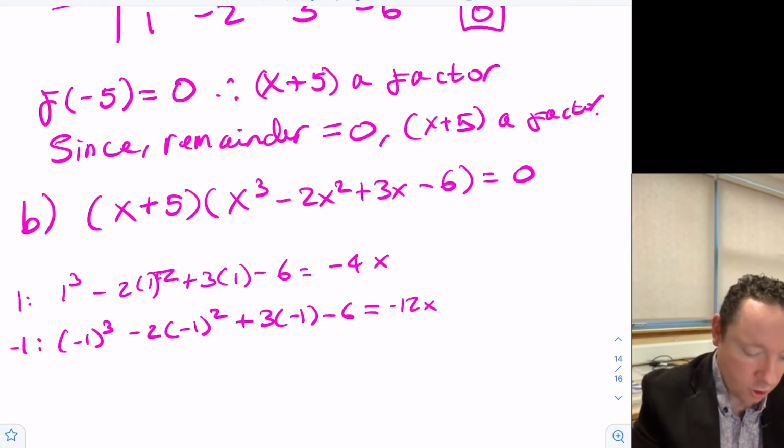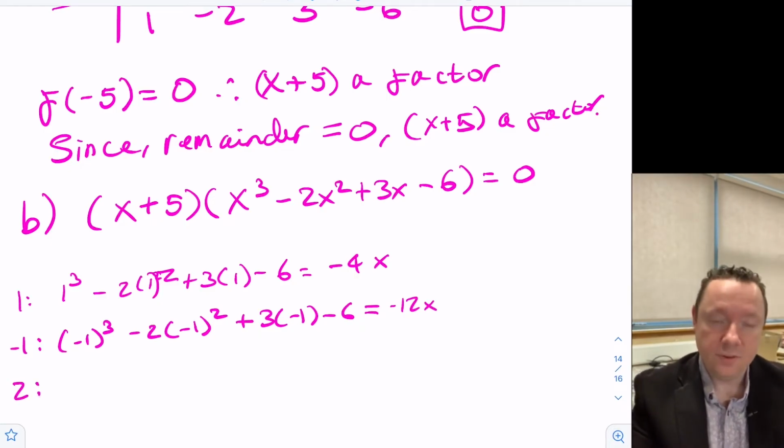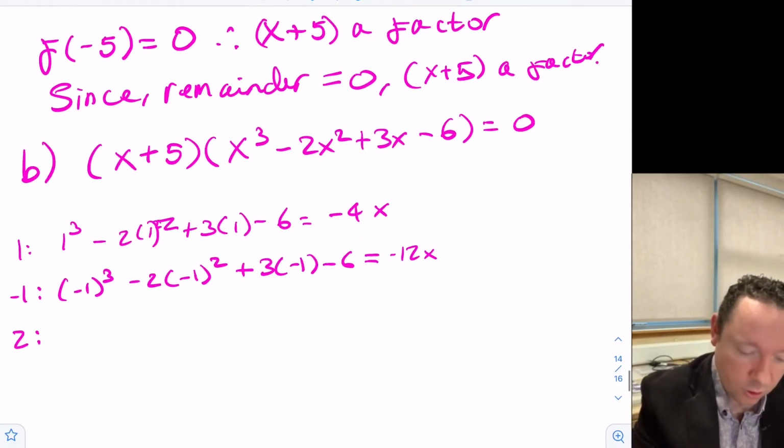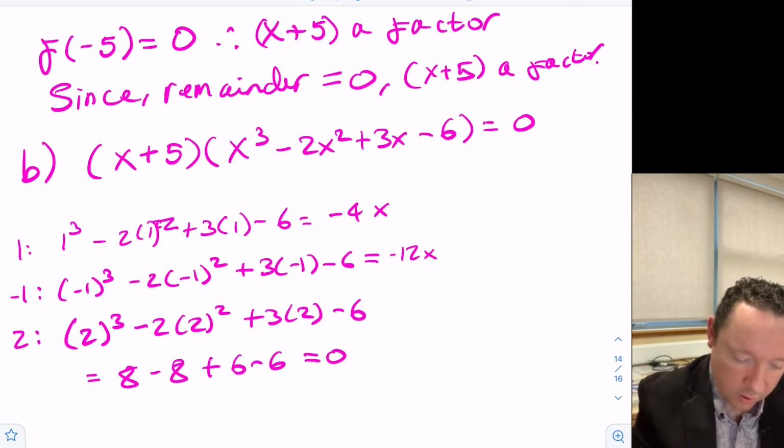So then you would try 2. And you're just doing it systematically. Once you get bigger, you can go back to synthetic division. I'll stick with this for 2 because it's quite simple. 2 cubed minus 2 times 2 squared plus 3 times 2 minus 6. That's 8. 2 2s are 4 times 2 is 8. Plus 6 minus 6. That's 0. Therefore, we've got another factor of x minus 2.